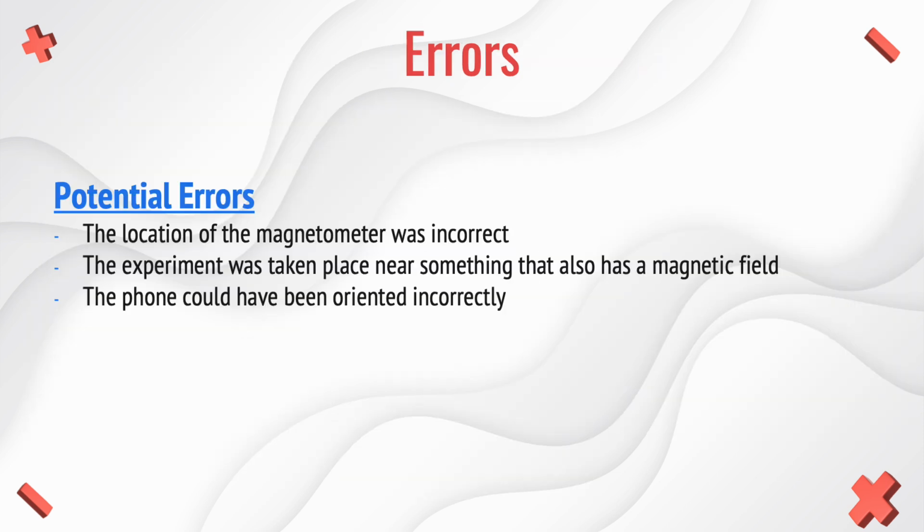And then some errors. During the experiment, we could have found that the location of the magnetometer was incorrect. We could have jotted down our data wrong and then put our tape wrong. The experiment could have been taking place near something that also has a magnetic field, maybe like through outlets or something metallic. Or the phone could have been oriented incorrectly when we were doing the experiment.